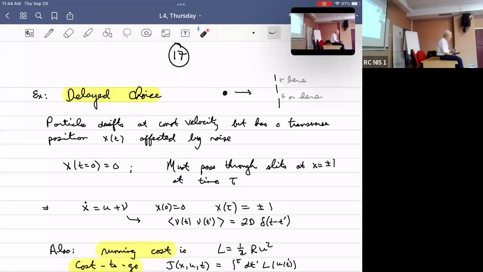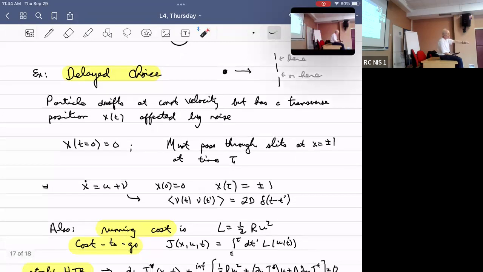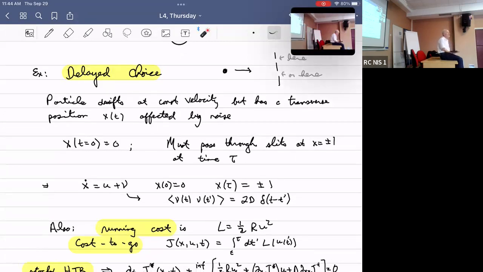Because in some sense, one strategy would be to wait until you're right next to the screen and then use a huge amount of force to, in an instant, push it to one of those holes. That's a possible strategy, but if it costs you to use U, like if we have something proportional to the integral of U squared, then it's not a good choice.